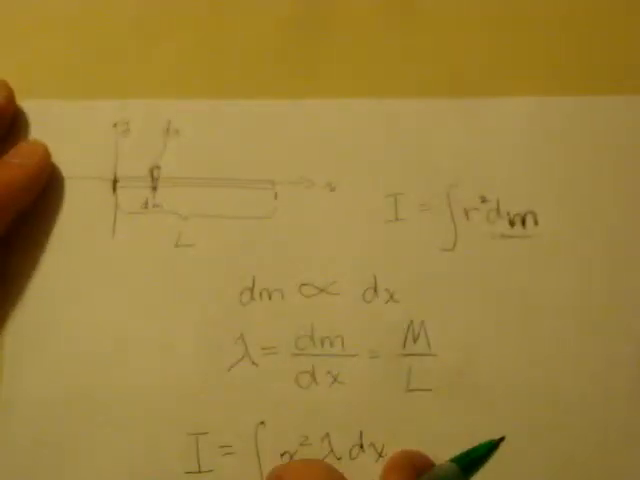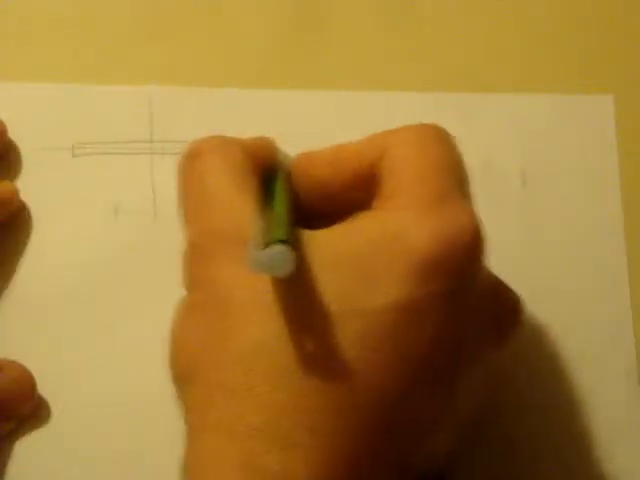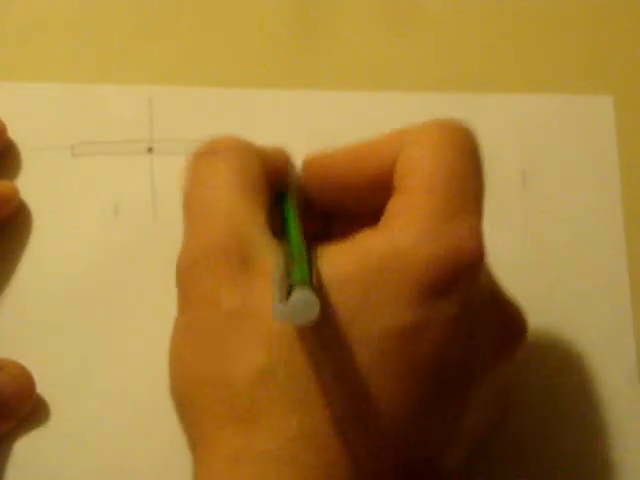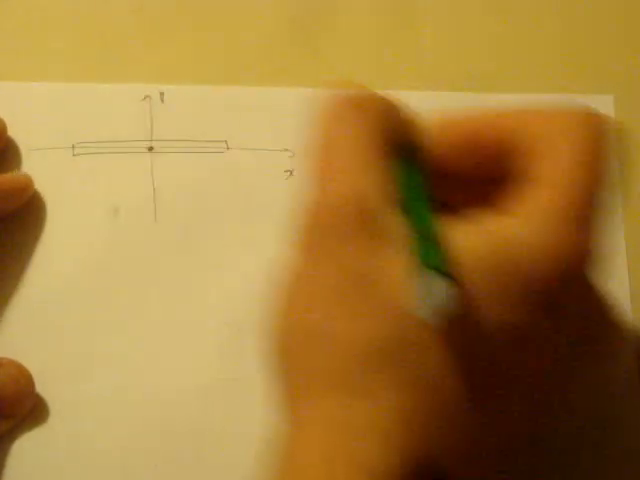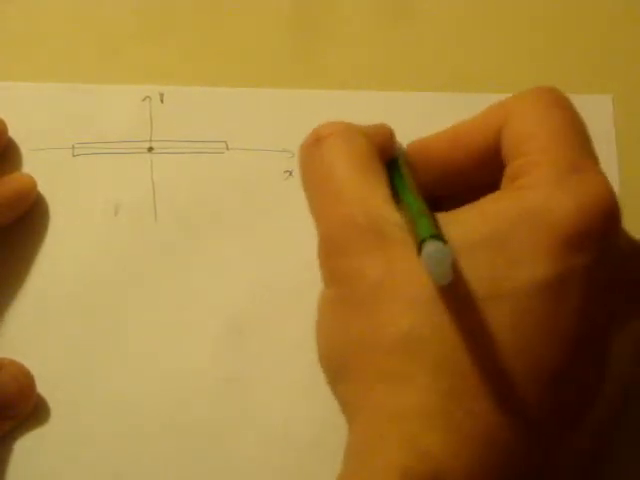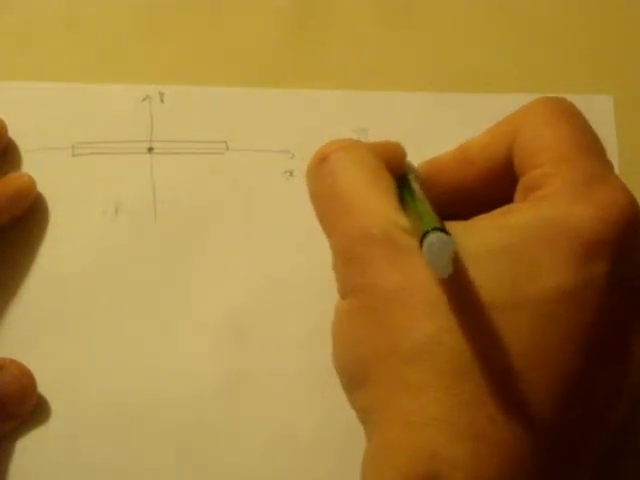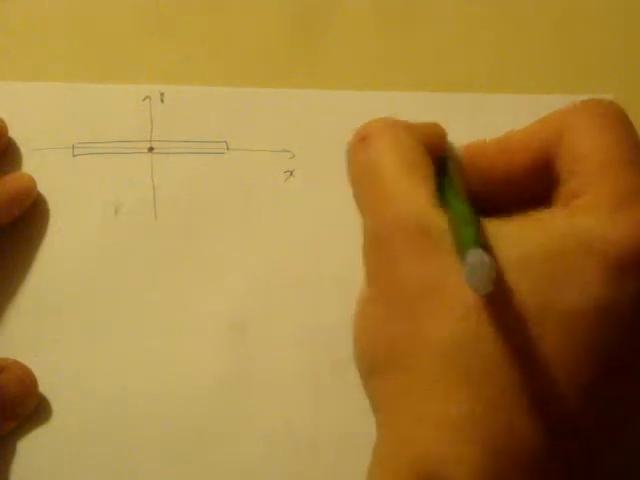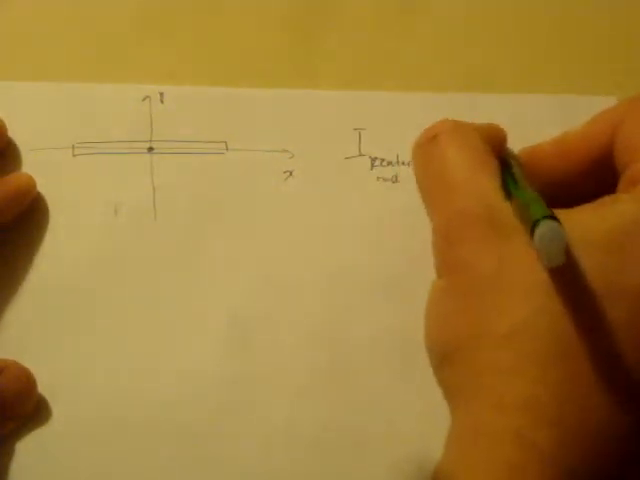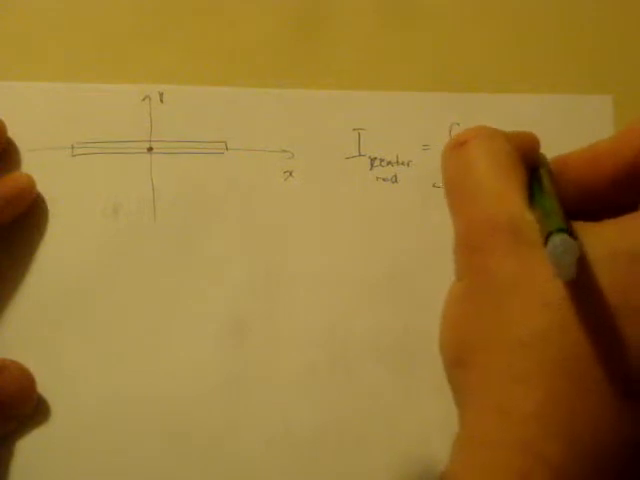In the first video we found the moment of inertia of a rod about a fixed end, about one end. So now let's consider the moment of inertia about a point in the middle, the center of the rod. We still use the same formula: the moment of inertia is equal to the integral of r squared dm.